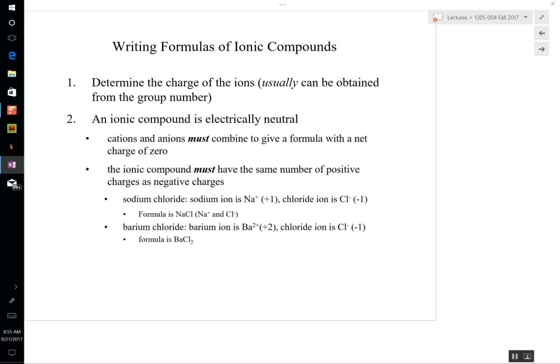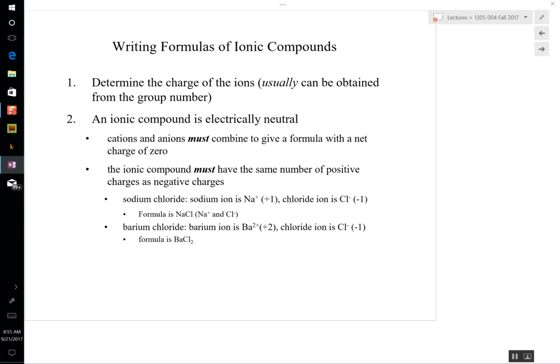All right, the writing formulas of ionic compounds. So we will talk about naming and formulas in two areas. Ionic compounds are going to be named and their formulas are going to be written in a certain way. Covalent compounds are going to be named and formulas written in a certain way. So ignore covalent for a minute and let's just get our hands around how we name and write the formulas of ionic compounds.